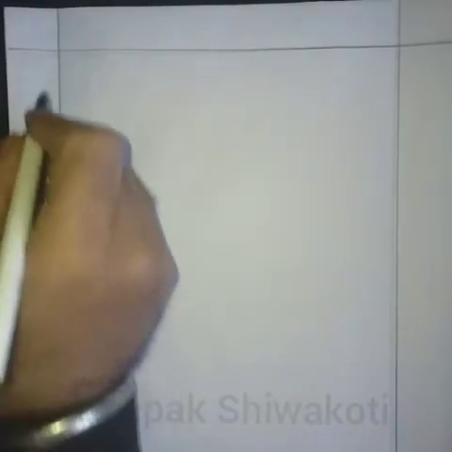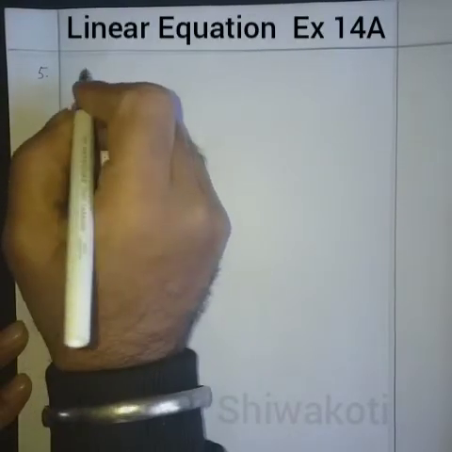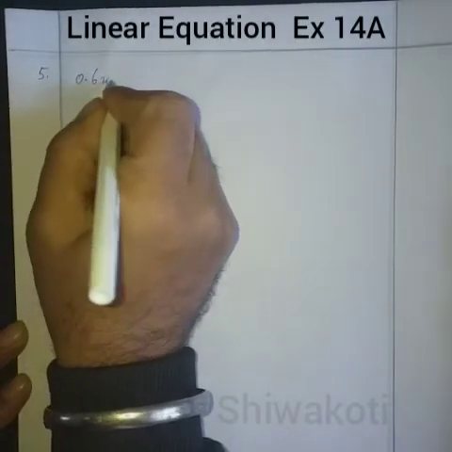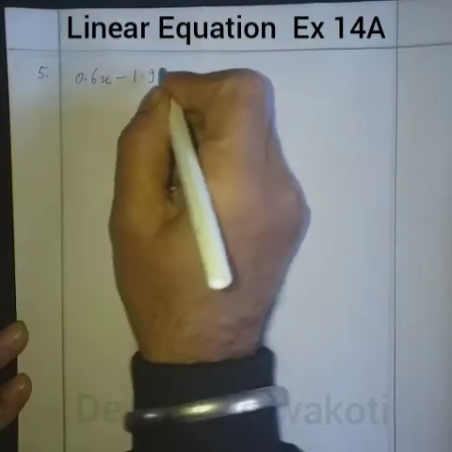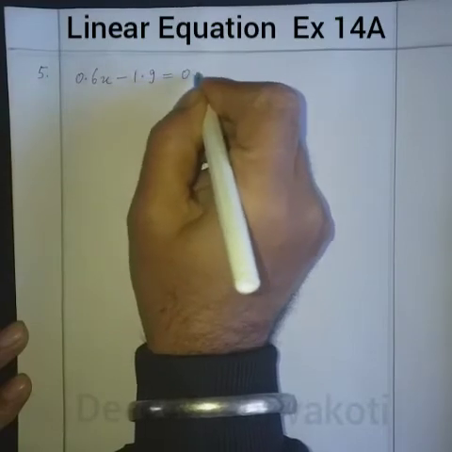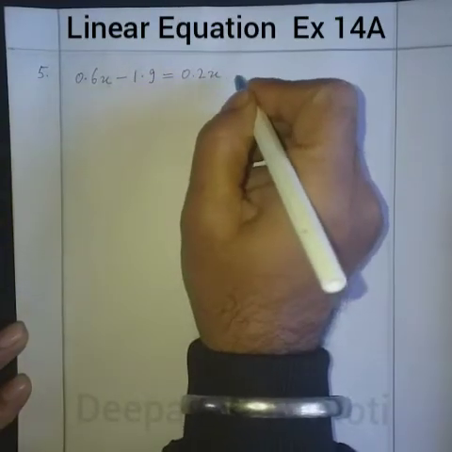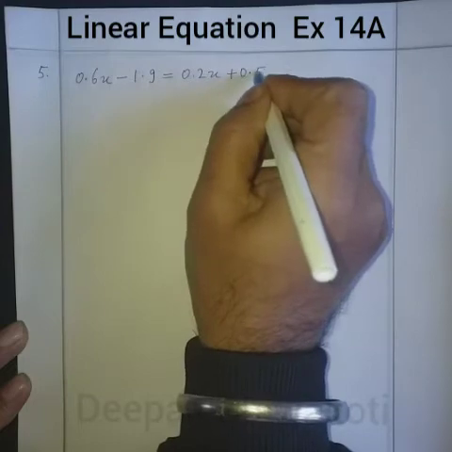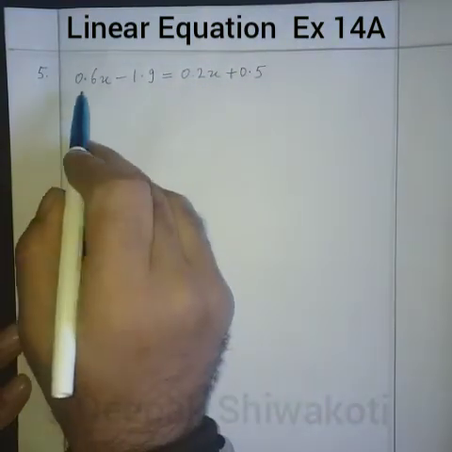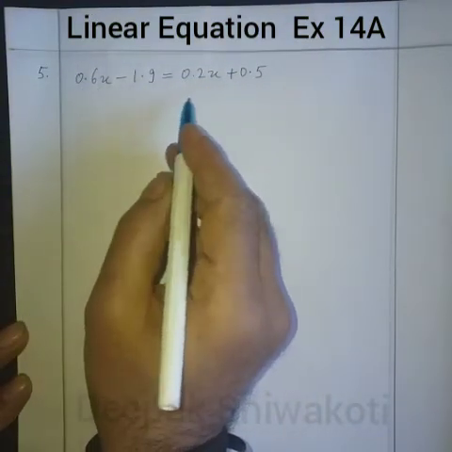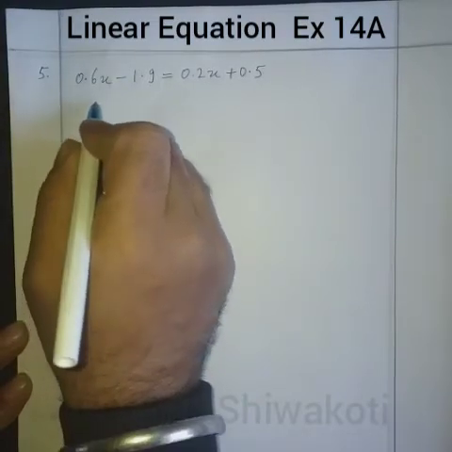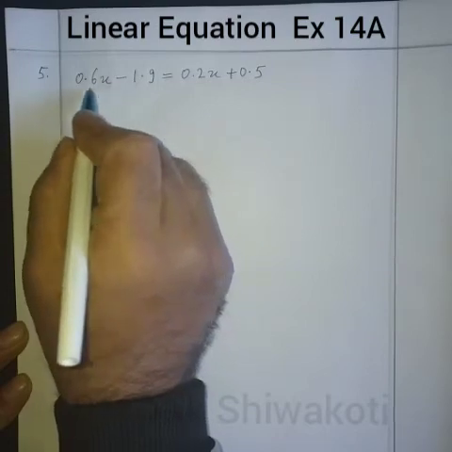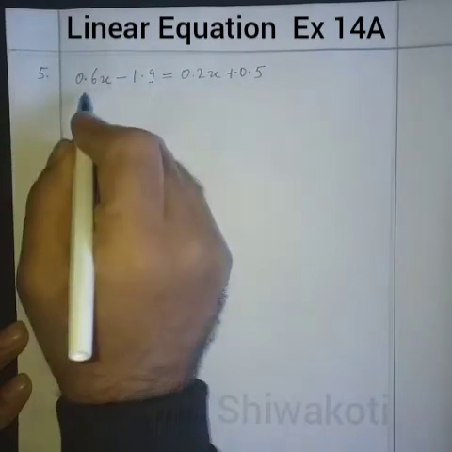Question number 5: 0.6x minus 1.9 is equal to 0.2x plus 0.5. So these are decimal numbers. Okay, don't worry. We just have to bring like terms together.